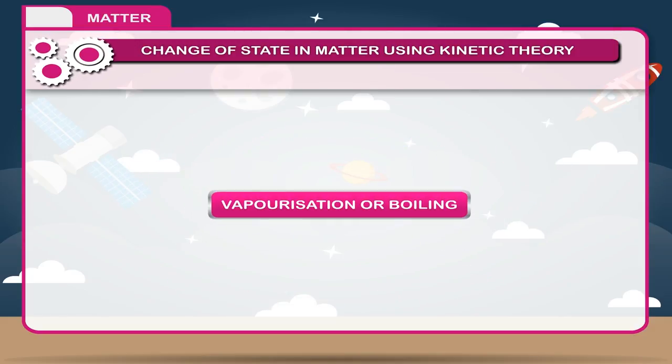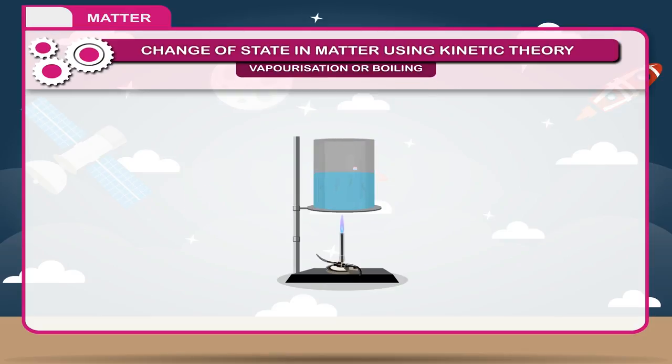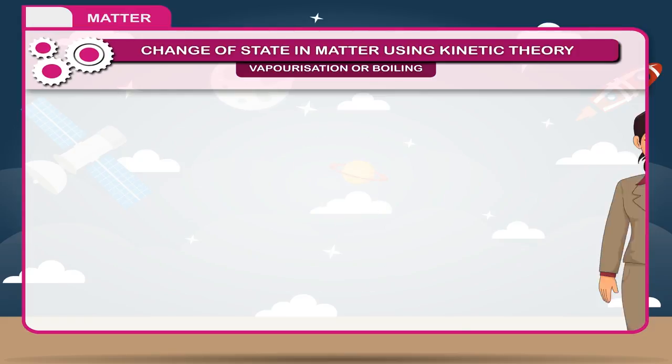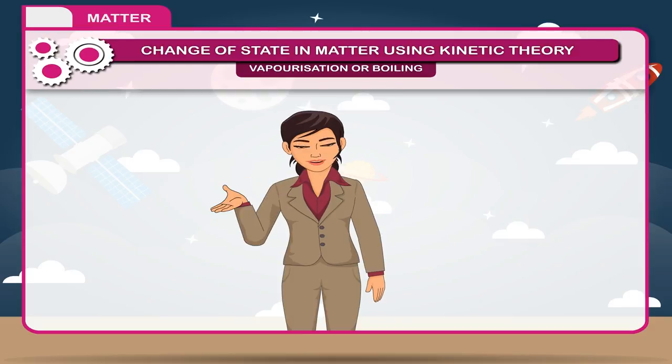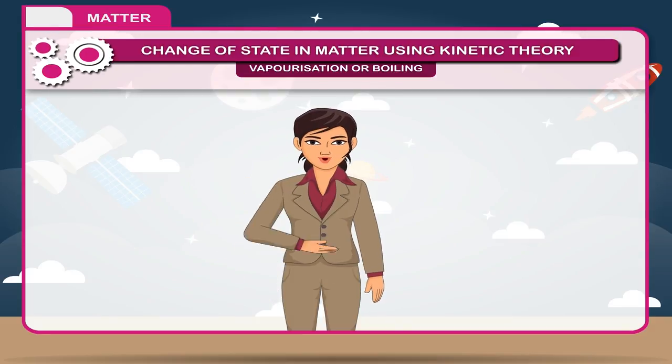Vaporization or boiling. The change from liquid to gas phase on heating at a constant temperature is called vaporization. The particular temperature at which vaporization occurs is called the boiling point of the liquid.